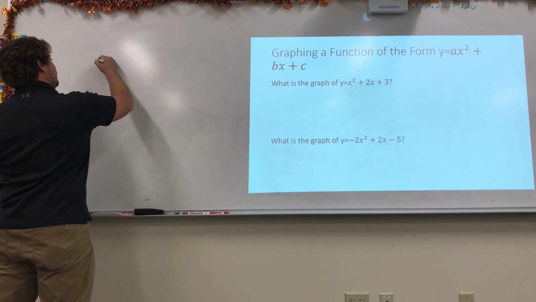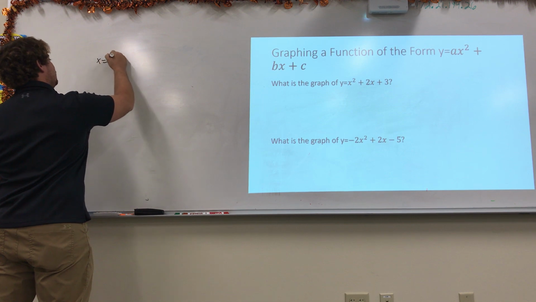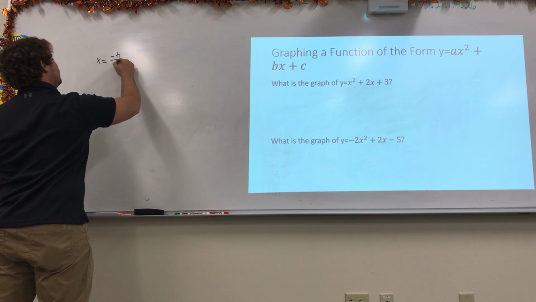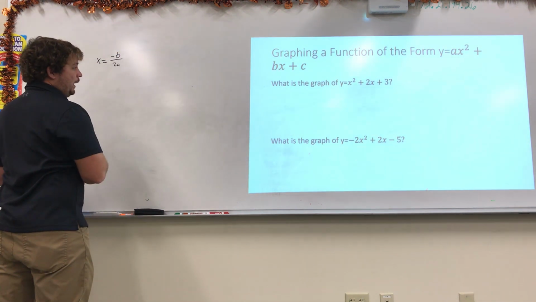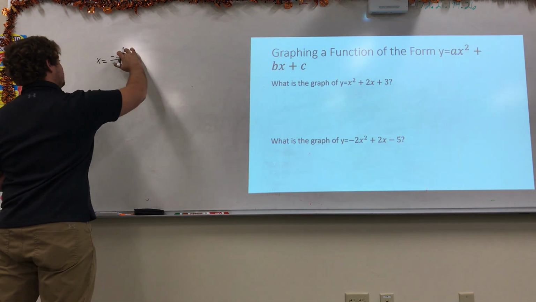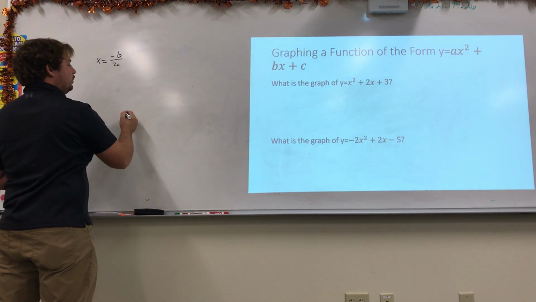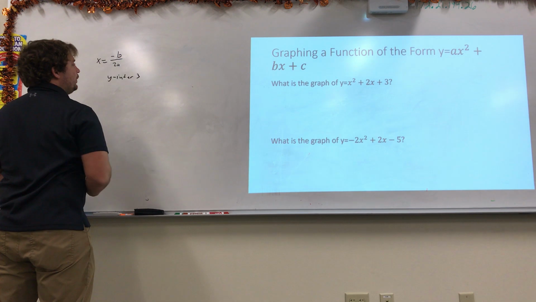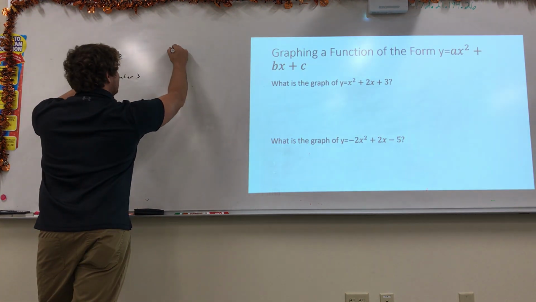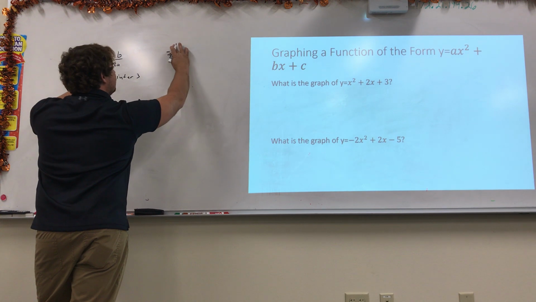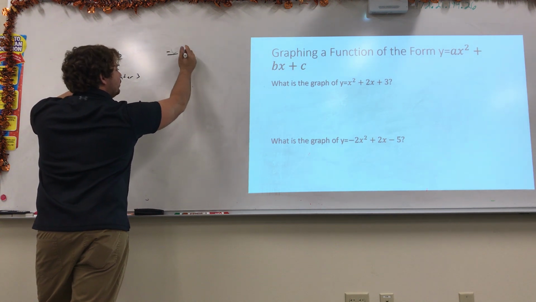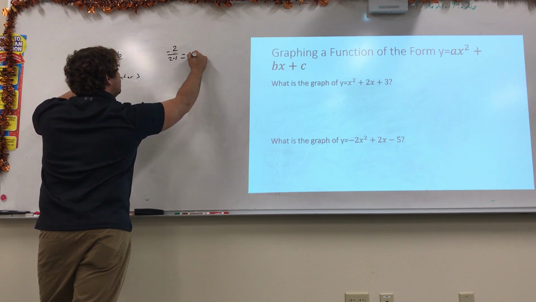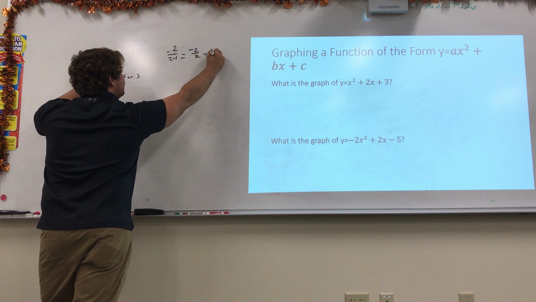So, the formula I want to use is x equals negative b over 2a. Now, with that being said, my y-intercept, looking at this one, is going to be 3. I'm going to plug this in. No, it's b. Negative 2 over 2 times 1, which gives me negative 2 over 2, which is equal to negative 1.